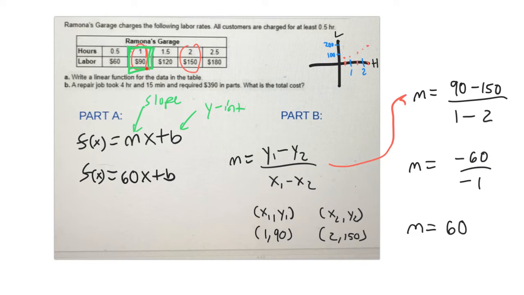You just pick one of the points, it doesn't matter which one, and you substitute 1 in for x and 90 in for y, or you could say 90 in for f of x. So instead of f of x, I'm going to write 90, and then we have 60 times x, but instead of x, I'm going to write 1, okay, and then we have plus b, okay. Then we're going to go on a mission to solve for b.